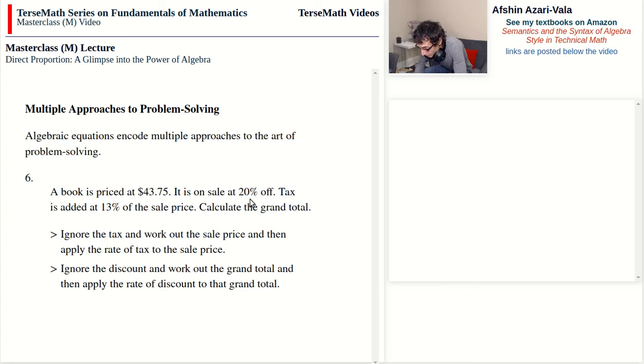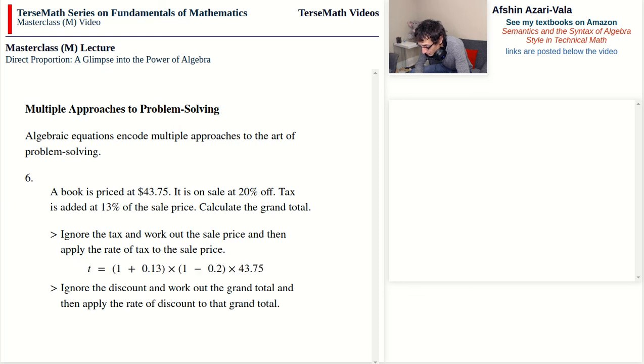Because the reason I know that, and the reason I have so much confidence in it, is that if you think about the equation that models the way we usually do things, like find the sale price and then add the tax to it, I'm going to display the equation right here. We get this equation. The grand total is, you start with the price, multiply by 80% to find the sale price, and then multiply by 113% to find the grand total.